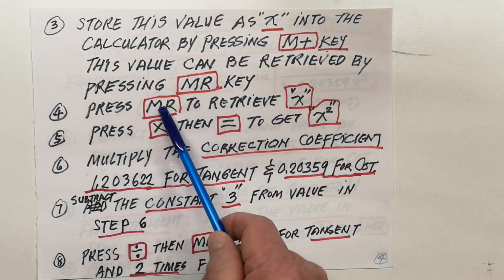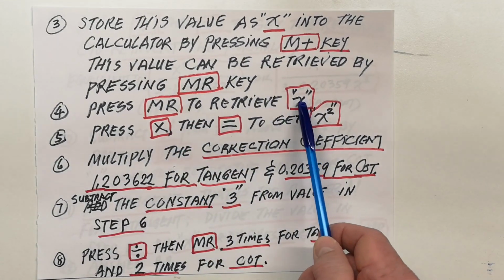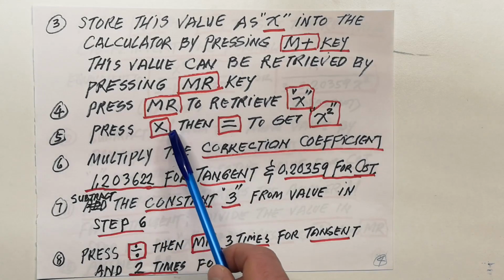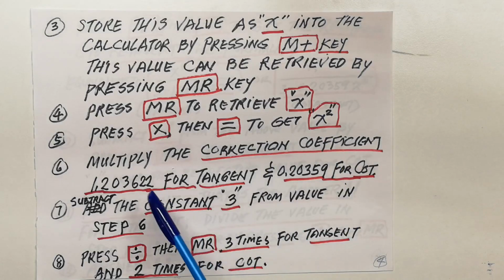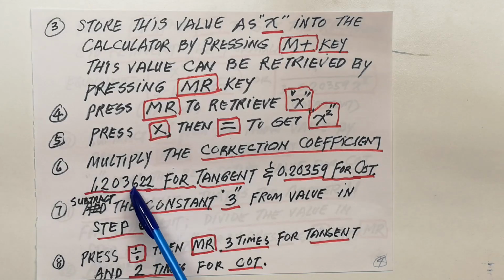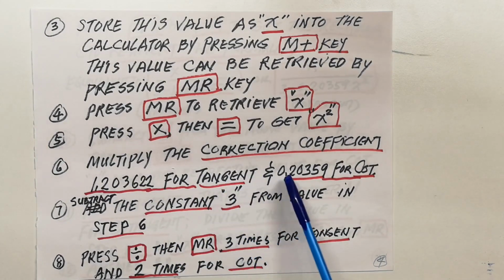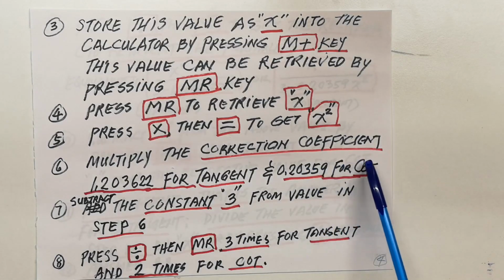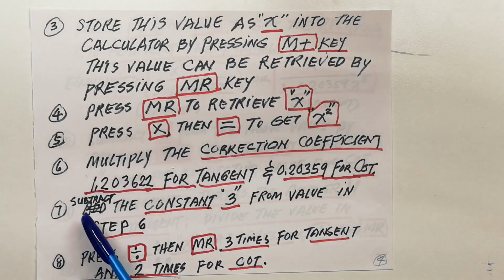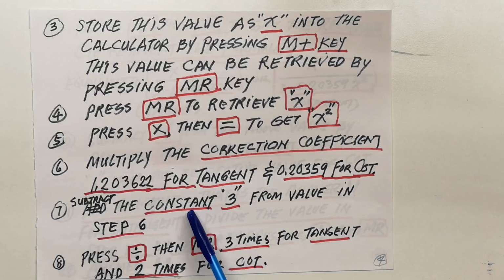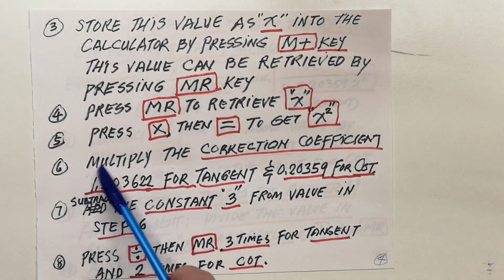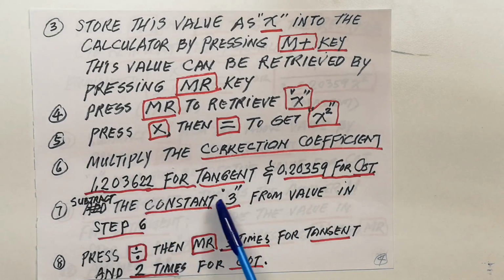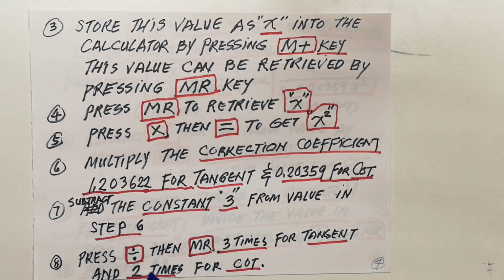Step 4. Press MR to retrieve the value of x. Press the multiply key, then the equal key to get x squared. Multiply by the correction coefficient, which is 1.203622 for the tangent formula and 0.20359 for the cotangent formula. Number 7, subtract the constant 3 from the value obtained in step 6. From this step 6, you subtract the value of 3 from both tangent and cotangent.